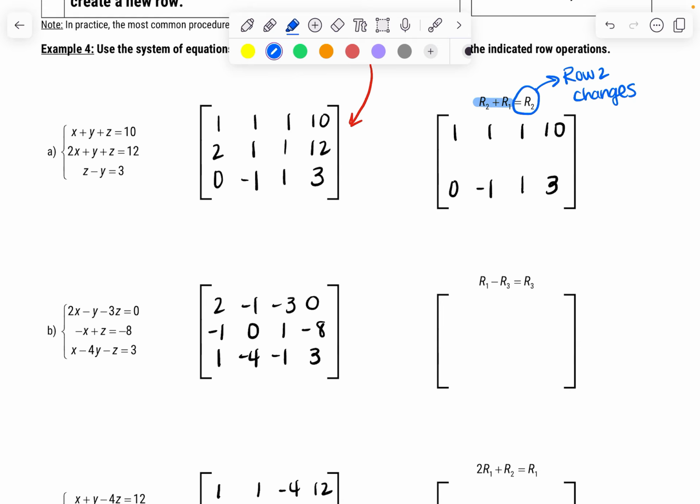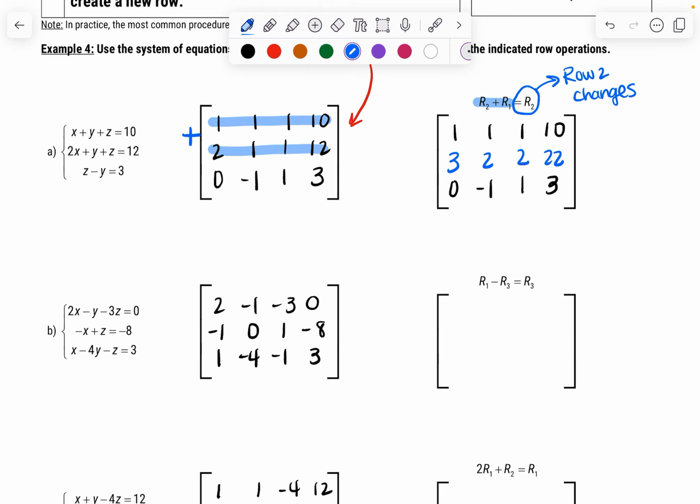So I'm going to go ahead and highlight my row 2 and my row 1 so that I know what numbers are going to be added together. So I'm just going to go in. 2 plus 1 is 3, 1 plus 1 is 2, 1 plus 1 is 2, and 10 plus 12 is 22. So we went ahead and we did our operation.